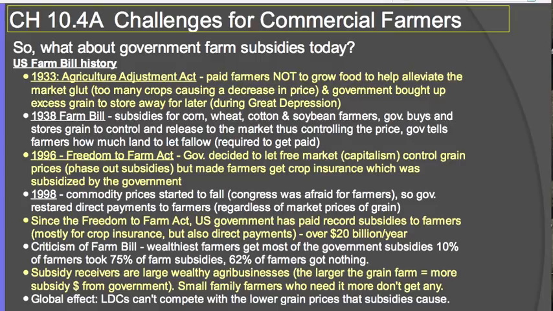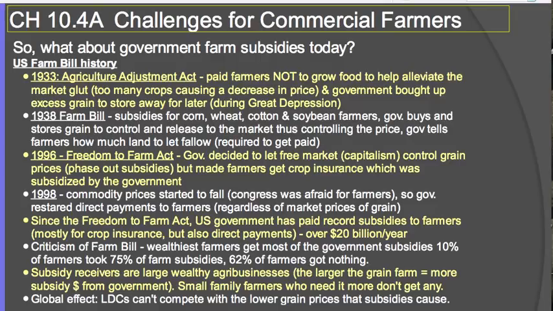And the government would also tell the farmers how much land they should let lie fallow, they should set aside and not farm on. And in order for farmers to get their subsidies, they had to set land aside where they would not farm on it. So this would actually decrease the amount of crops that they would be able to harvest.